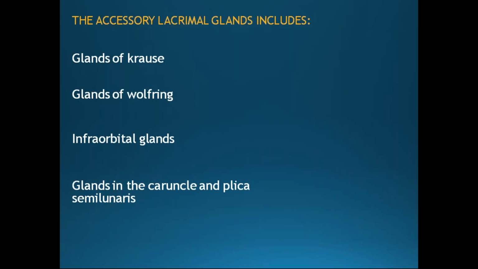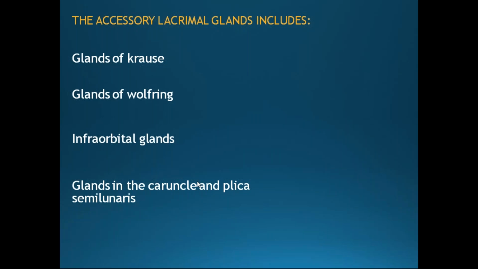Accessory lacrimal glands include the glands of Krause, glands of Wolfring, infraorbital glands, glands in the caruncle, and plica semilunaris. These are all the accessory lacrimal glands, out of which the glands of Krause and glands of Wolfring are important. Glands of Krause are located in the superior fornix, under the palpebral conjunctiva. Glands of Wolfring are situated above the superior border of the superior tarsus and below the inferior tarsus.